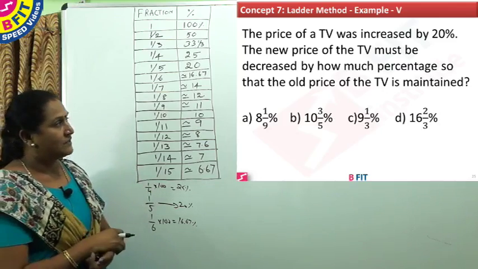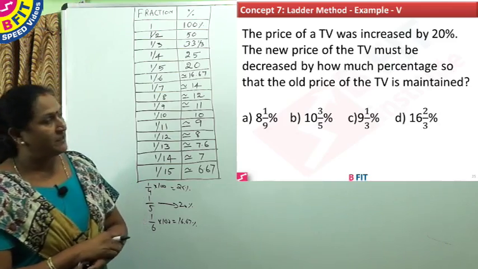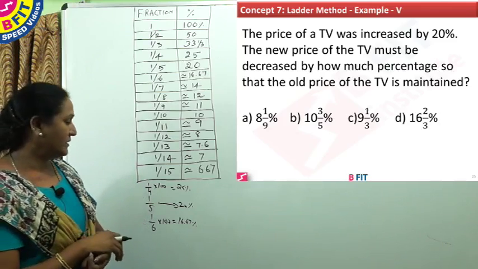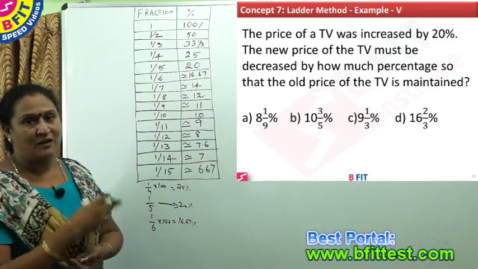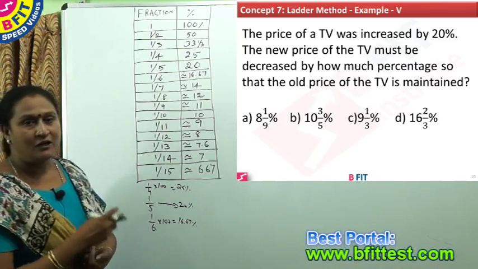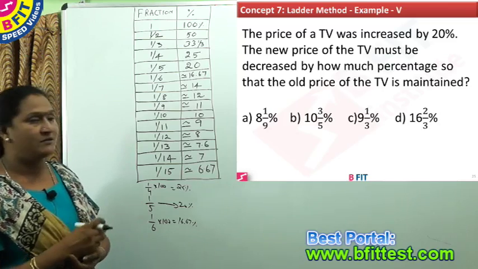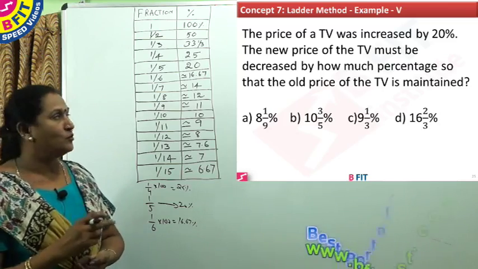So for this question, the price is increased by 20%, so the decrease is 16.67%. What will be the suitable answer here? It is 16 2 by 3%. So the answer is option D, 16 2 by 3%.